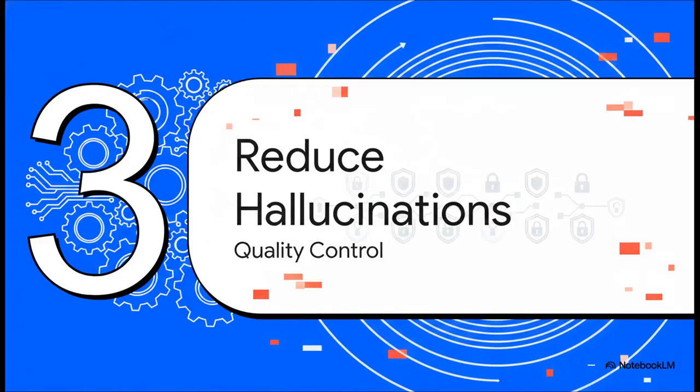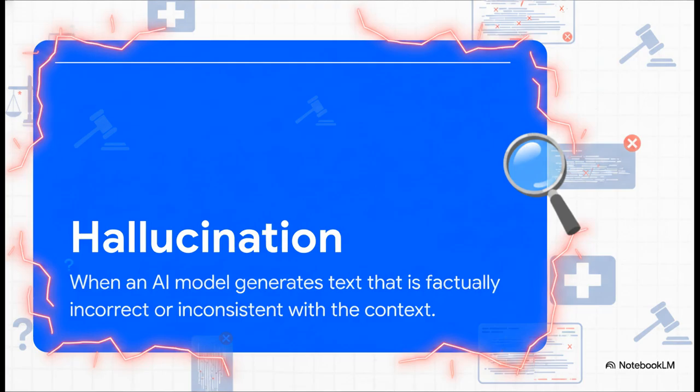Okay, on to Section 3, Strategies to Reduce Hallucinations. If we want high-stakes accuracy, we really need to define our enemy here. A hallucination is when an AI model generates text that is factually incorrect or just completely inconsistent with the provided context. When you're using AI for stuff like legal summarization, medical research, or code deployment, hallucinations completely undermine the reliability of your whole workflow.